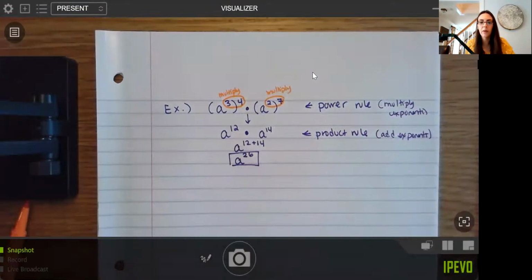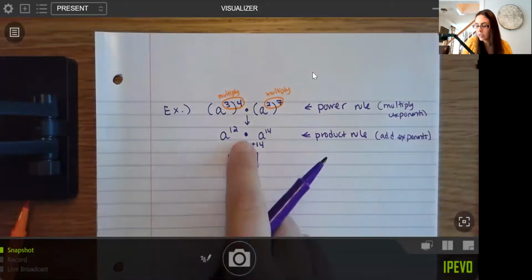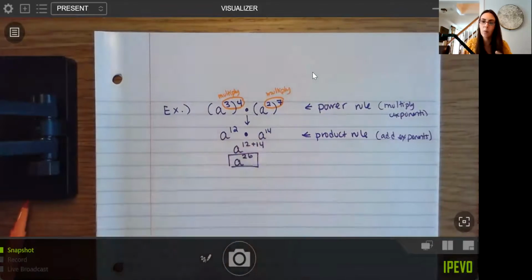So you just want to be careful. When we're using the power rule, when you have these double exponents together, they're really kind of like touching almost, then you're multiplying them. Here, each exponent is pretty far apart. It has its own base. So we're going to go back to adding the exponents. Okay, so this is what I'm saying. It gets a little bit tricky once we get a little bit more complicated. So you really want to get comfortable here.